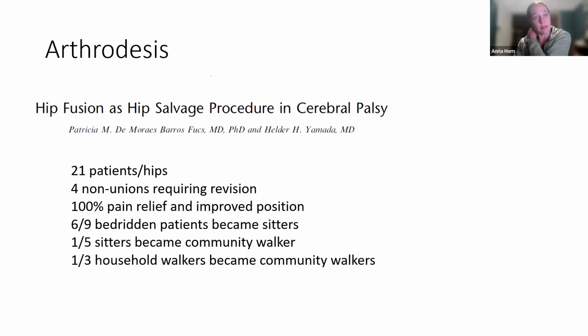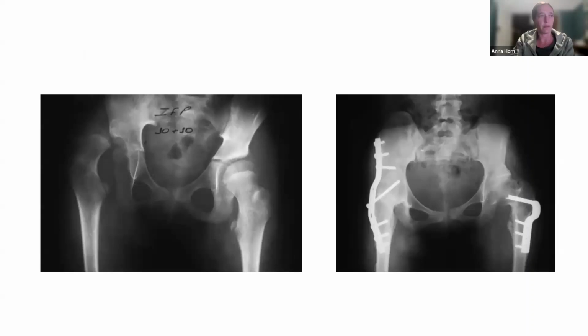And this one study almost convinced me to start doing it. But hip fusions are such a story. It's not really a very easy operation to do. But they had 21 patients and hips that they did this for. A couple of problems, but 6 of the 9 bedridden patients could sit. One who used to be able to sit could walk. And then 1 out of 3 household walkers became community walkers. So this is like fantastic results. But like I said, I'm not really sure it's reproducible, and certainly not by me, but it's something to think about.